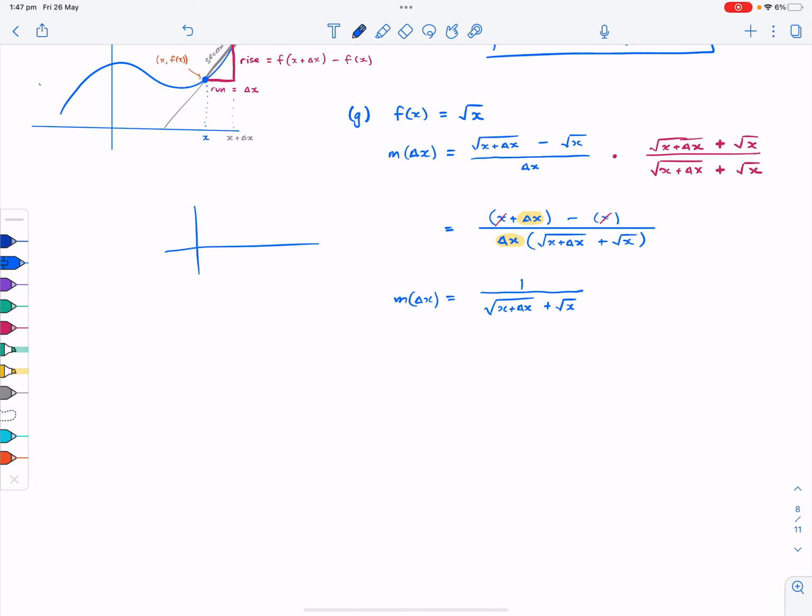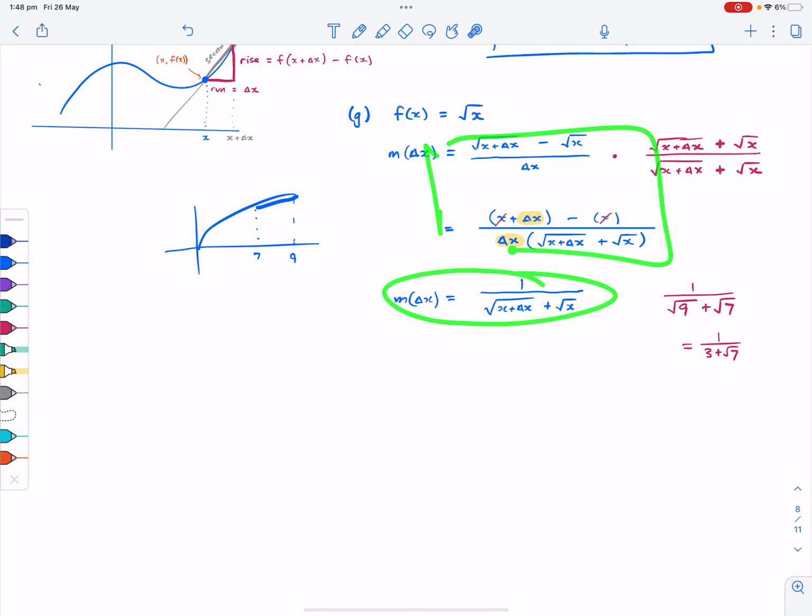What that means is, here's what square root of x looks like. And if I chose x equals 7 and 9, and I wanted to know what the gradient of that secant is, then I can plug in x equals 7 and delta x equals 2. Basically I get 1 over the square root of 9 plus the square root of 7. So that's 1 over 3 plus root 7. Now, you could work out exactly what that secant is using y2 minus y1, etc. But I just found it very easily using this, because all of this hard work's been done.